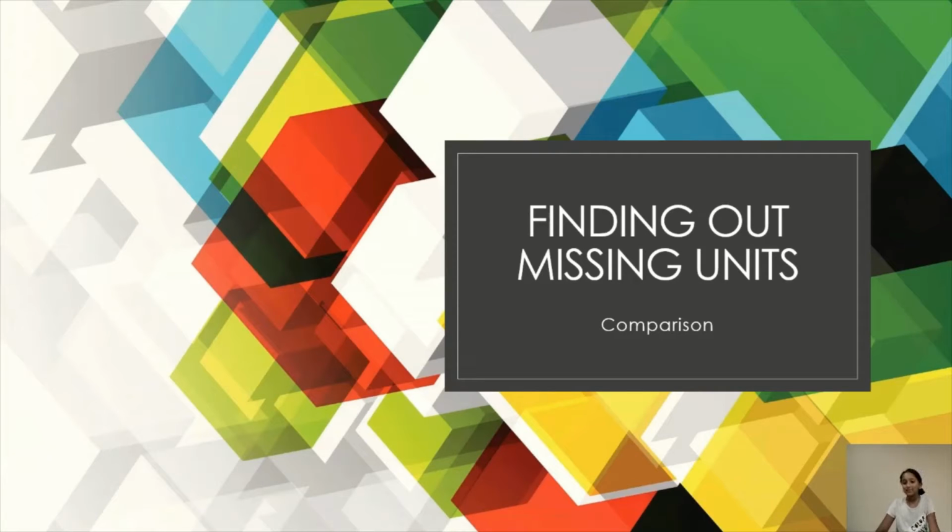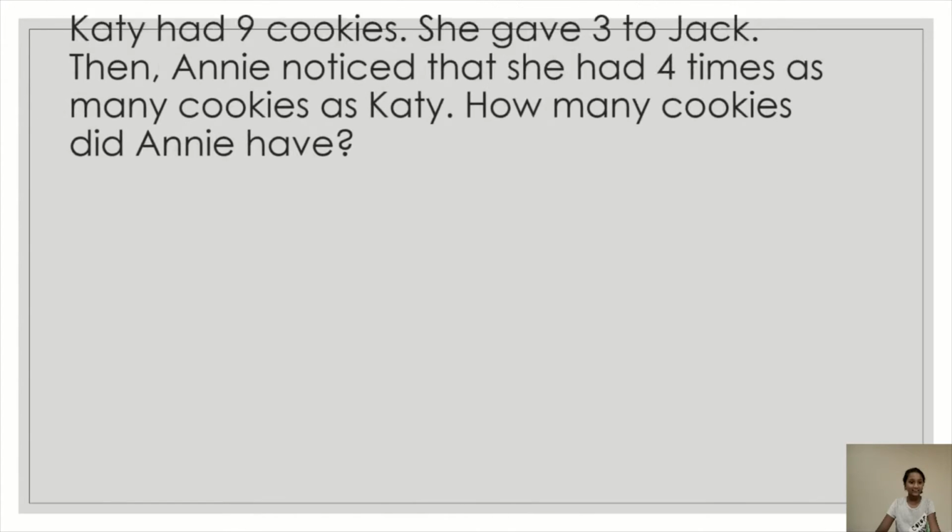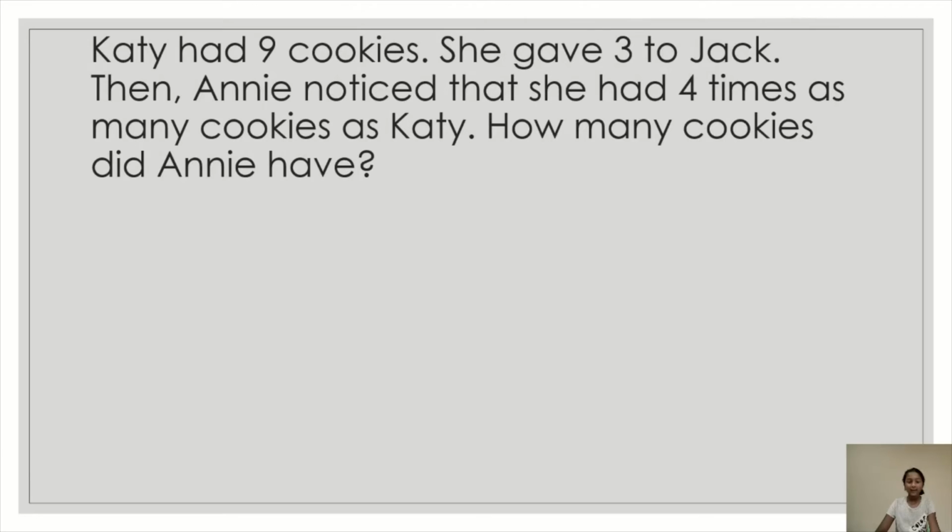Finding out missing units. Comparison. Here's our first problem. Katie had 9 cookies. She gave 3 to Jack. Then Annie noticed that she had 4 times as many cookies as Katie. How many cookies did Annie have? Okay.